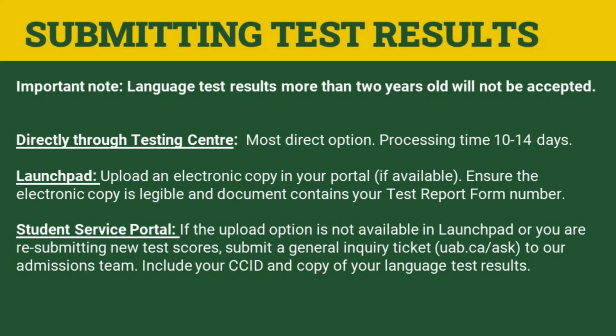Another way that is really direct to submit your test results is to just upload it in Launchpad if that feature is available. So in some cases, if your upload feature is an option, just go and put a PDF in there. Make sure that it contains your test report form number and it's legible, and we'll evaluate it that way. Or you can always submit a ticket to our student service portal, and you can just submit a general inquiry and say, here are my test results. Include that PDF, include your CCID, and your birthday, some identifying information to be able to link it to your account.